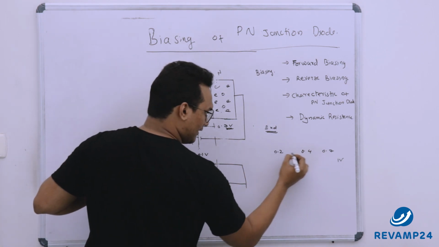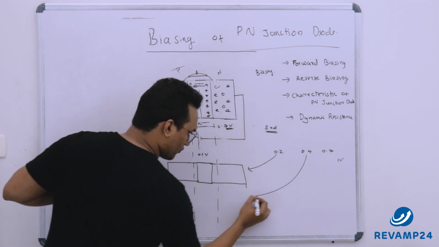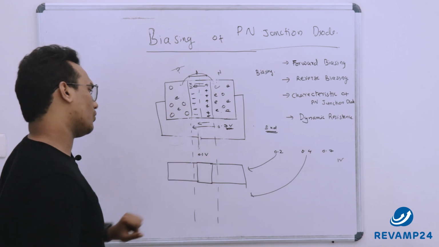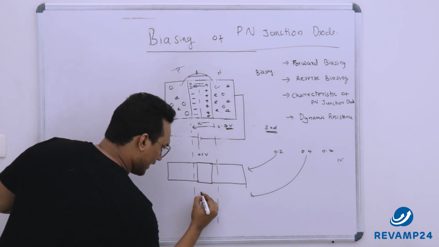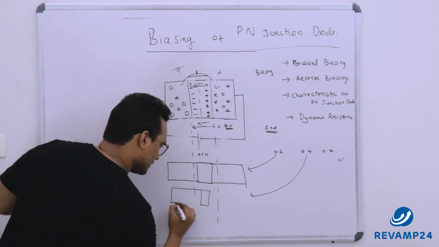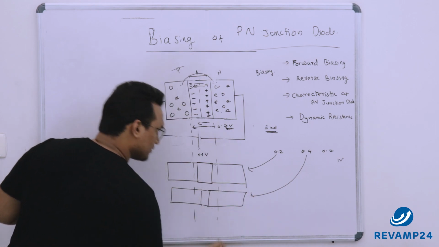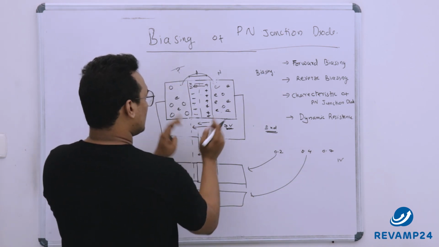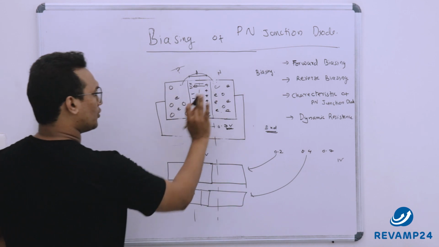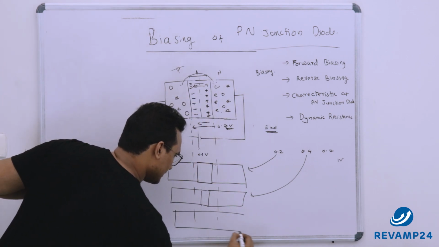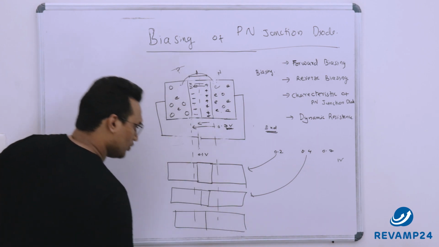Now again I am applying 0.4 volt. Where I am applying external potential, I am making it 0.4 volt. What will happen? Again the depletion region will decrease. The width of the depletion region will decrease. Now I am applying 0.7. What will happen? This 0.7 would be able to completely oppose the barrier potential, so that now the thickness of the depletion region would be a line.